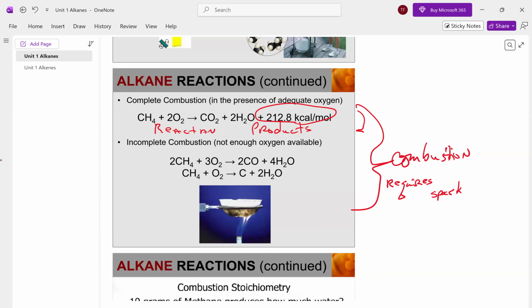Combustion reactions require a spark. They just don't happen. So we can have gasoline sitting here on the table. Nothing happens. It only happens when we add a spark. And then boom. Okay, so combustion requires spark.